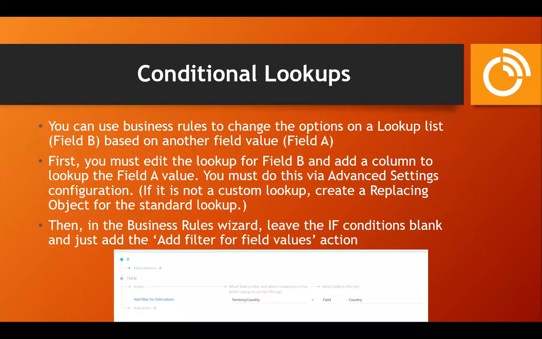In order to do this, there's a few steps involved. And the first step is you actually have to create a field within the lookup editor for field B, where you can set which value for field A you want that value to correspond with. So we're going to do that with the advanced settings configuration. You would either edit a custom lookup if that custom lookup would already be listed in your customizations. If it's a standard lookup, you need to add it to your customizations by creating a replacing object. So we're going to go ahead and go that route because it's slightly more complicated.